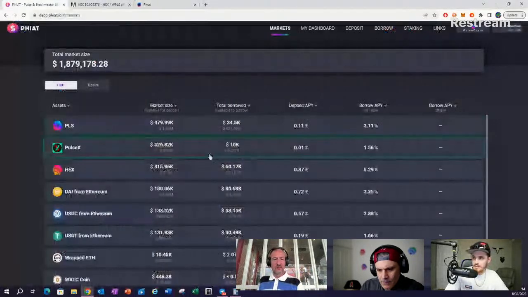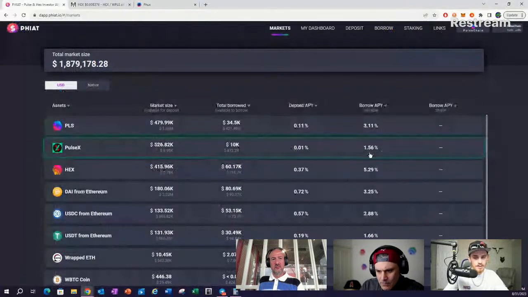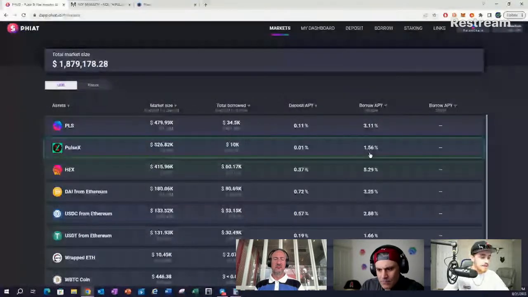And you can start paying off your loan, which, obviously, when you borrow more, is going to cost you more. But right now the rate is 1.56%, right? So there's a clear arbitrage there that you could take advantage of. If you didn't have any PulseX, you could borrow some, and then you could start paying off your loan, and obviously there's going to be profit there because 45% versus 1%. Clearly, there's a huge difference, right?